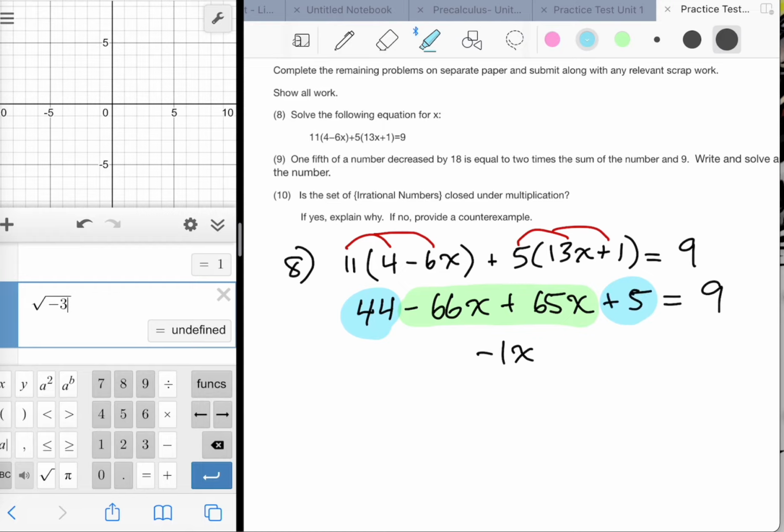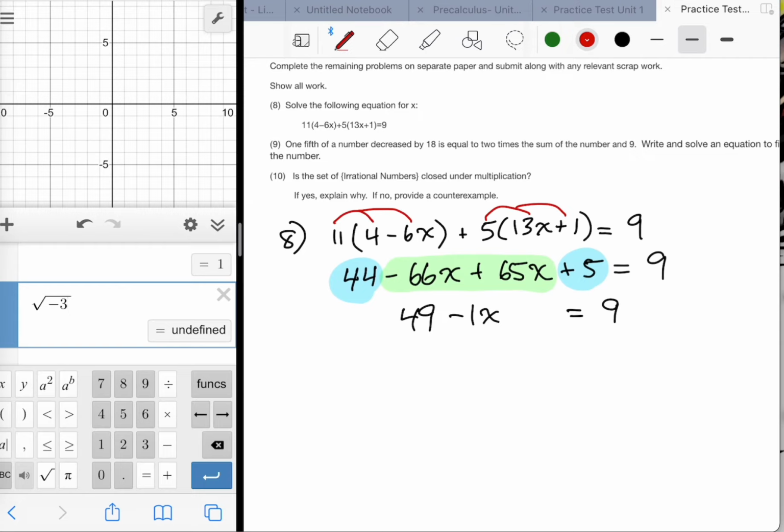44 plus 5, 49. Whole thing is equal to 9. Now we can get our properties of equality involved. Subtract the 49 from both sides. So negative x is equal to negative 40. Then I'm going to divide both sides by a negative 1. And I'll get x is equal to 40.